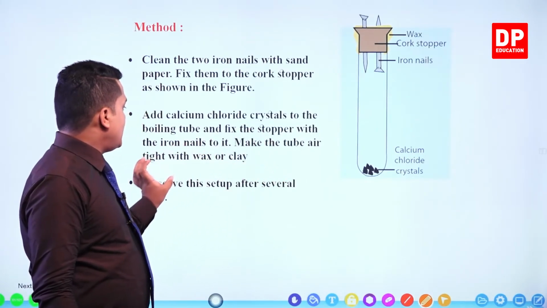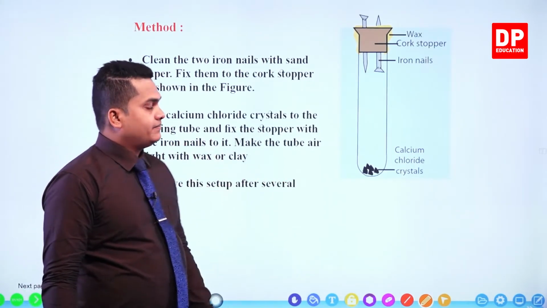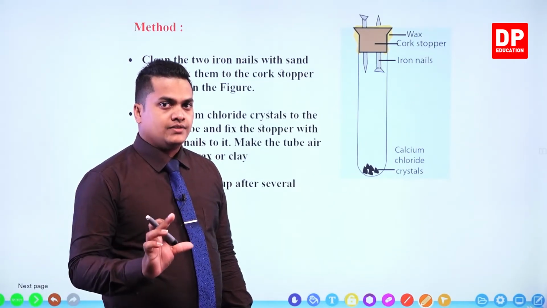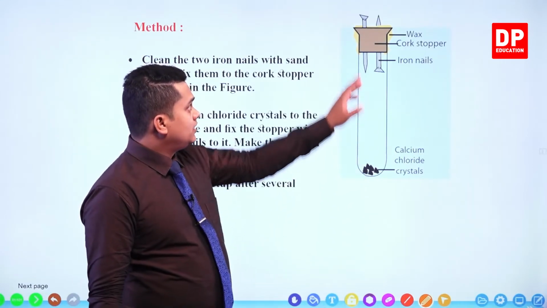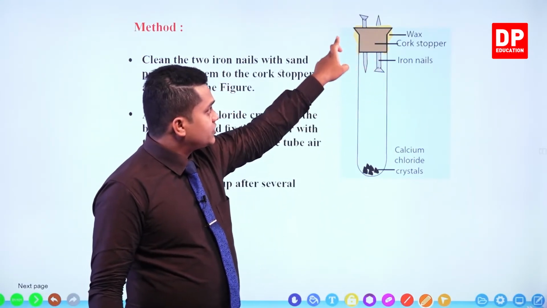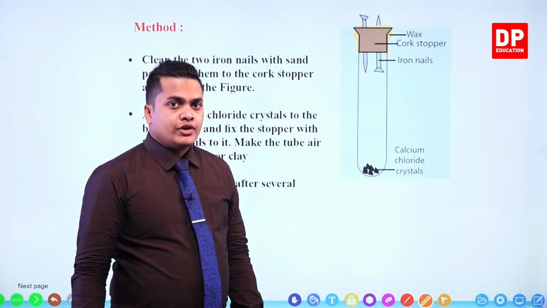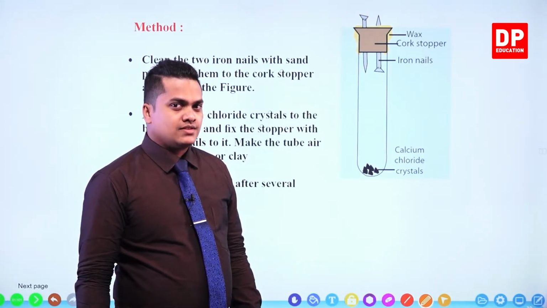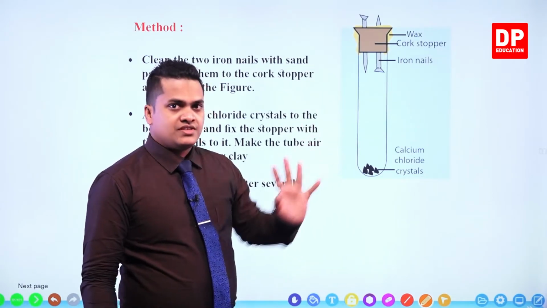Make the tube airtight with wax or clay. So we have to apply some amount of wax or clay on the top of this stopper in order to avoid the entry and exit of gases into the system or out of the system, right?